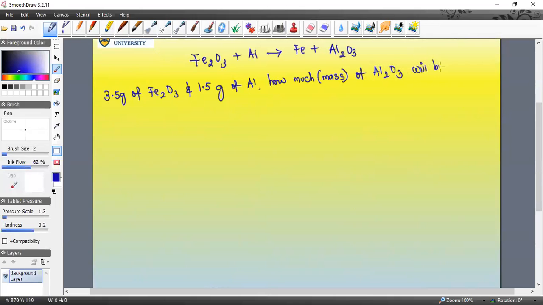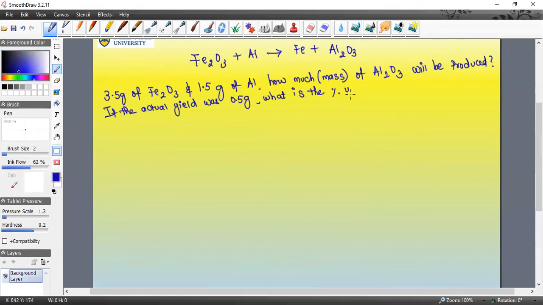Well, you don't change anything with the process. You still have to calculate the moles, using the mole ratio just like we did. Okay, and then I'm going to add: if the actual yield was, say, 0.5 grams, what is the percent yield? So there's two parts to this question.